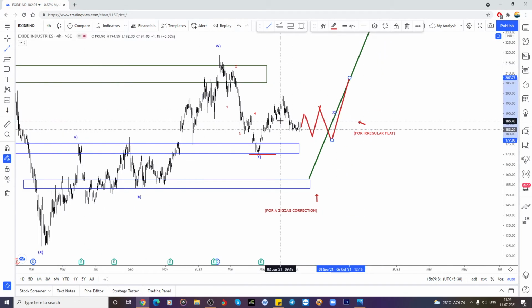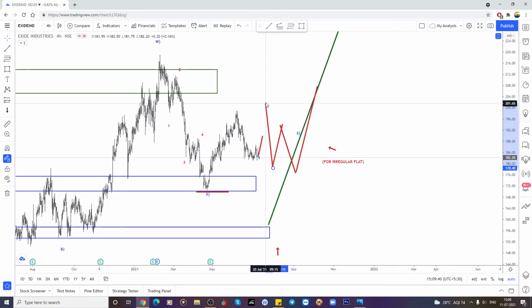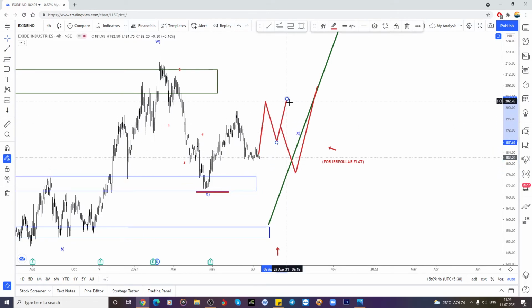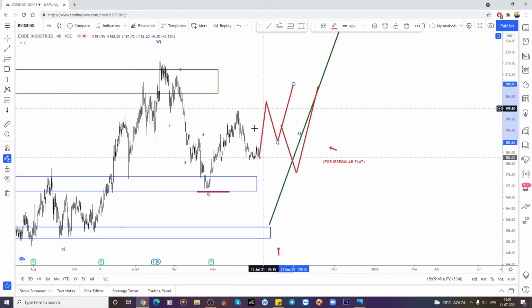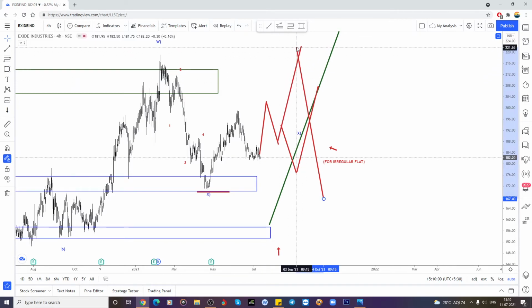See, these are all corrections, so it will take more time. But what I'm expecting the market to do is go above this high and come to like this. After this, it will go above the high. So here it's looking like A, B, C, and again it can fall. Or it can break the high and do an irregular flat formation, and then again go low.